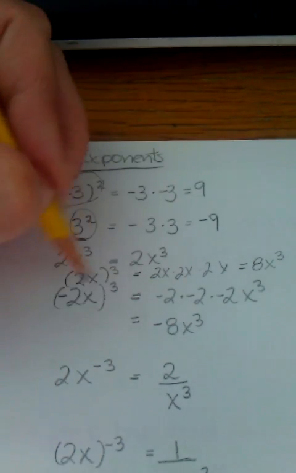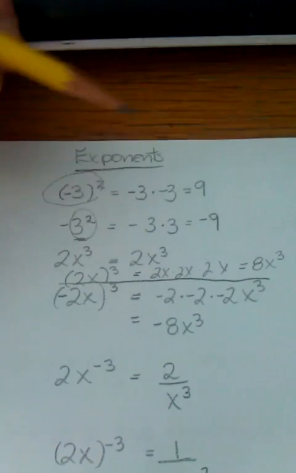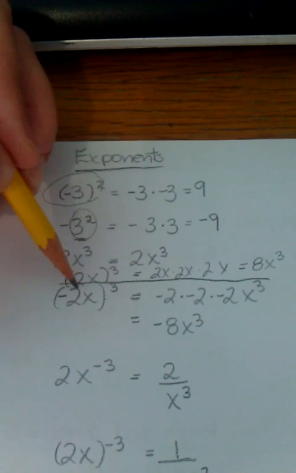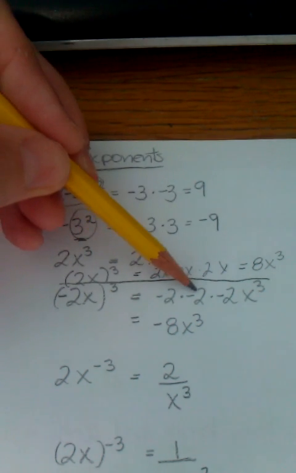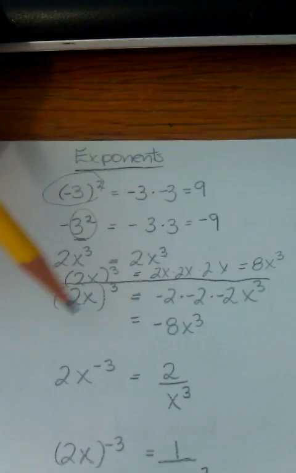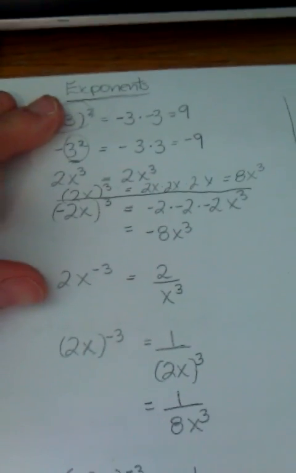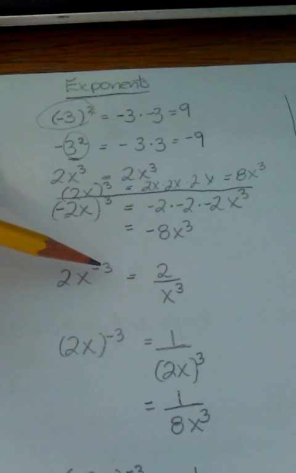Now let's look and see how that's different than if I have negative exponents. So first, (negative 2x) cubed. All of this is getting cubed, so it would be negative 2 times negative 2 times negative 2 x cubed, and that would give me negative 8x cubed. That would be different from 2x to the negative 3.